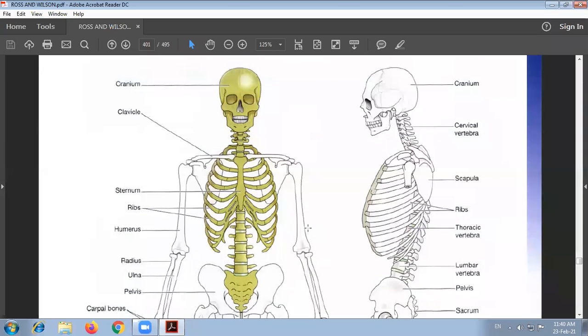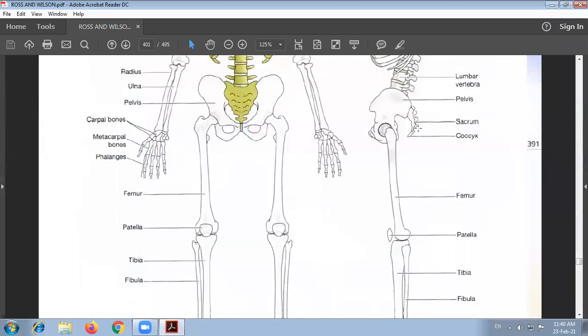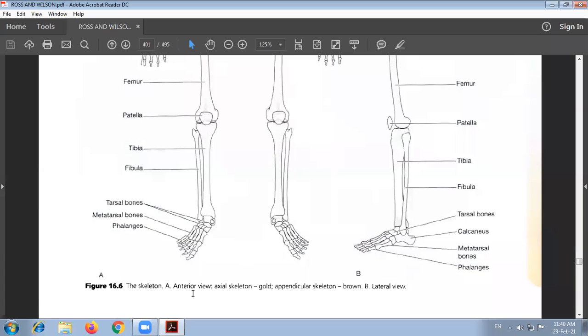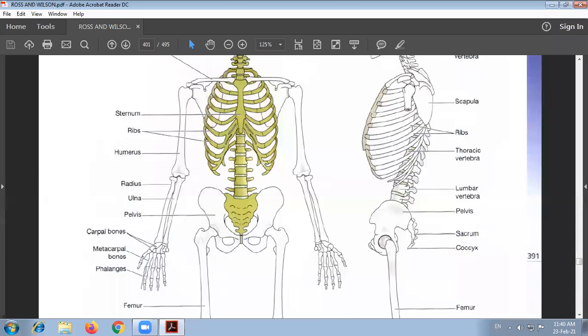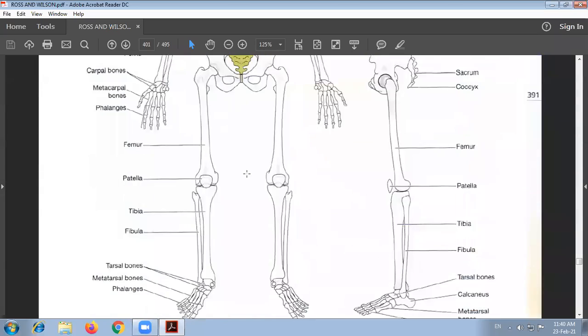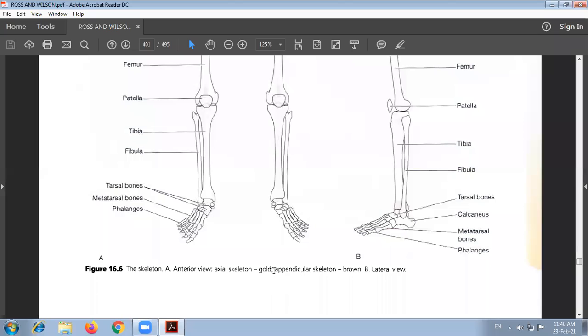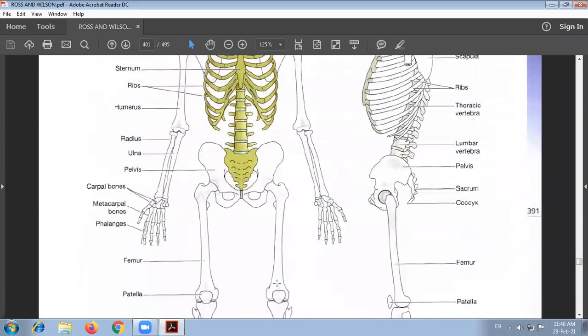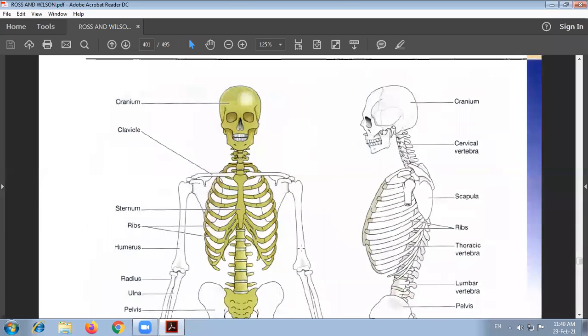So this is our skeleton system. The diagram is showing the anterior view and the side view of our skeleton system. The axial skeleton, shown in yellow here, consists of the skull, the vertebral column, and the thoracic cage. The white colored skeleton is the appendicular skeleton. This is very important for study in the practical also.